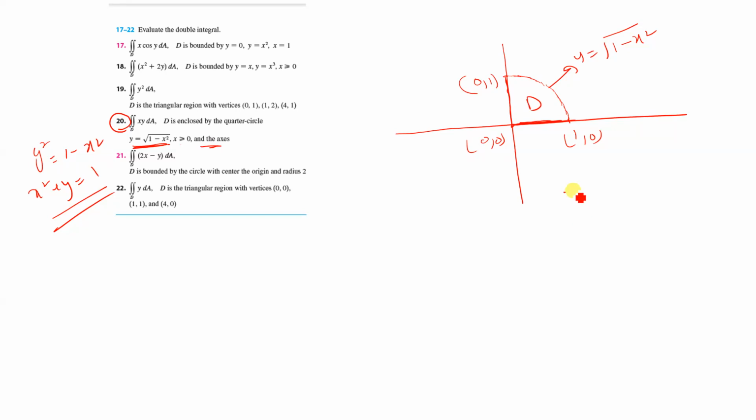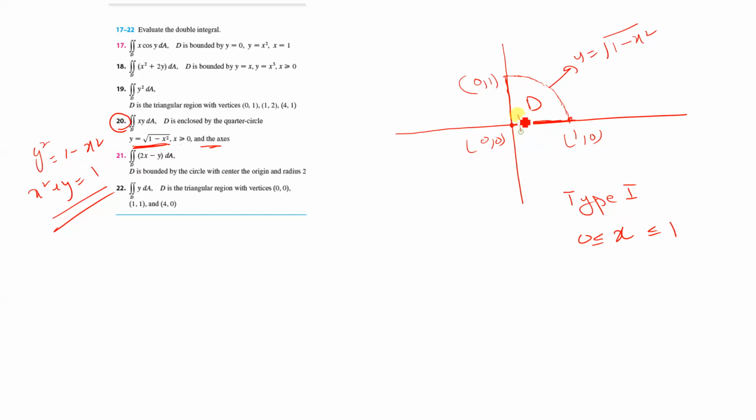Okay, so if we go for type 1, then we can see that x lies between, minimum value of x here is 0, maximum value here is 1. So bounds for x are 0 and 1. So x lies between 0 and 1.